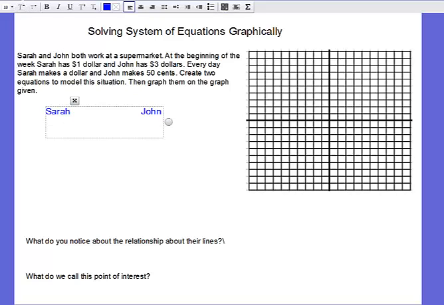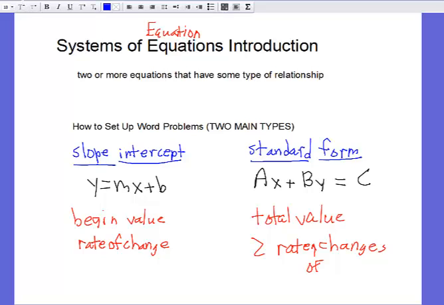All right, but if we think about it in the beginning, we know that Sarah begins with $1. Okay, John begins with $3. So right off the bat, we know that we gave you a beginning amount, a beginning value. So if you remember from word problems, slope-intercept form is when you're given a beginning value and a rate of change.